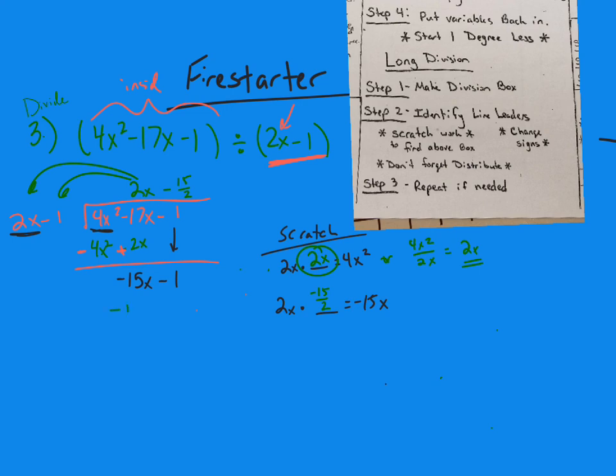So I do negative 15 over 2 times 2x. I get minus 15x. Negative 15 over 2 times minus 1, I'm going to get plus 15 over 2. I know I said 15.5. It was supposed to be 15 over 2, which is 7.5.